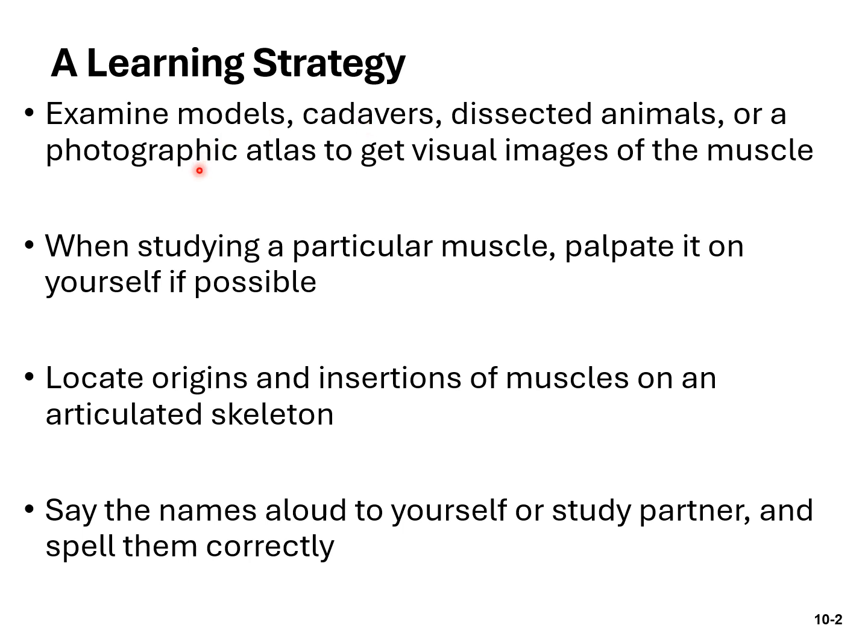Also, photographic atlas, you can look at a book. You can go on Amazon and you can look at many photographic atlases for muscles or bones or whatever muscle group or whatever group you want, and you can get a visual image of all the muscles.